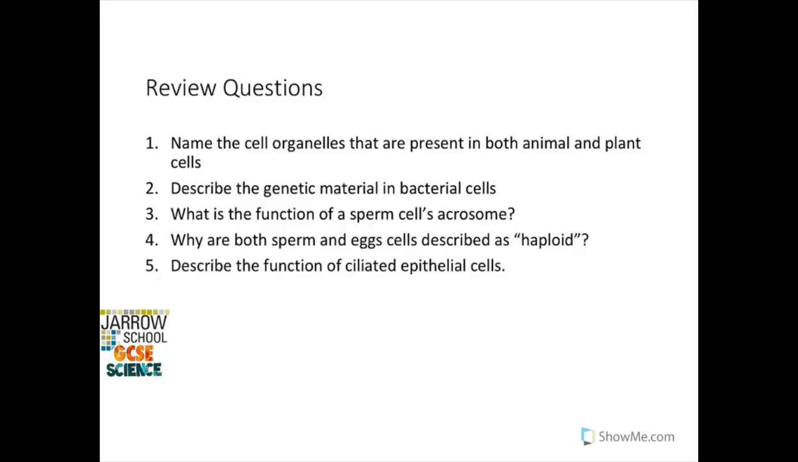Okay, so the first question is, name the cell organelles that are present in both animal and plant cells. So the common subcellular structures that are found in both animal and plant cells are the membrane, the cytoplasm and the nucleus. However, the organelles are the small parts of the cell which are contained in the cytoplasm, and they will be the ribosomes and mitochondria.